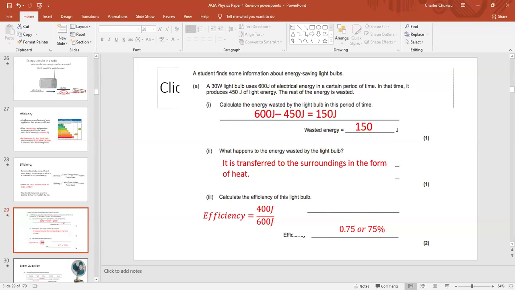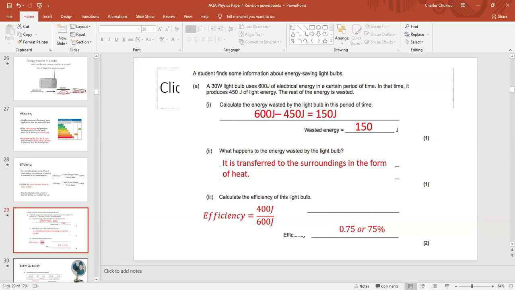This first one, I know we probably skipped it, but since we are revisiting it, I think we have some time on our hands, so we're not rushing it. It says the student finds some information about energy saving light bulbs. A 30-watt bulb uses 600 joules of electrical energy in a certain period of time. In that time, it produces 450 joules of light energy. The rest of the energy is wasted.